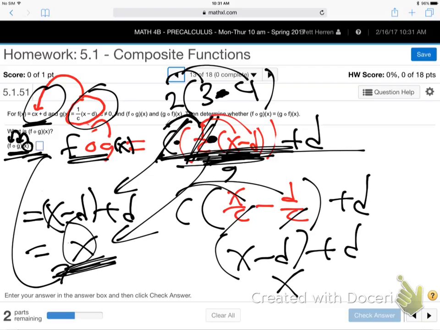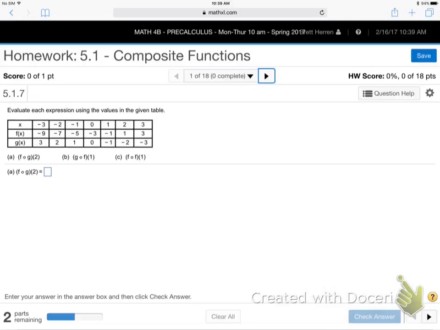All right. So that's what they're going to ask right here. Are these equal? And the answer is yes. They're both just going to be x. You'll see. Conceptual. Not hard. It's pretty quick if you get the concept. So, okay, they're asking f of g of 2.